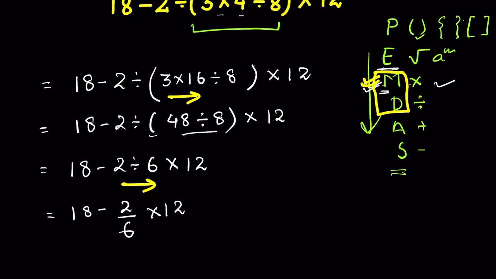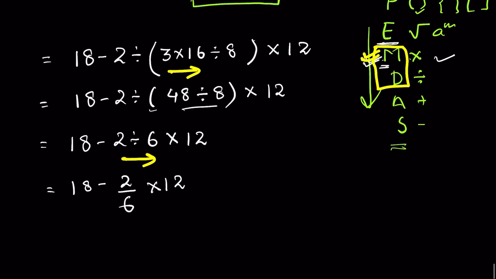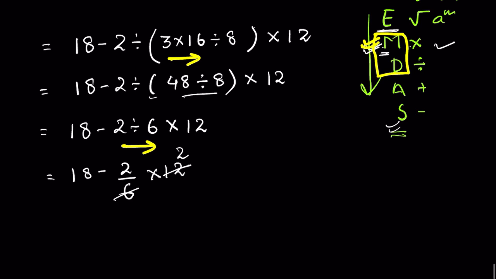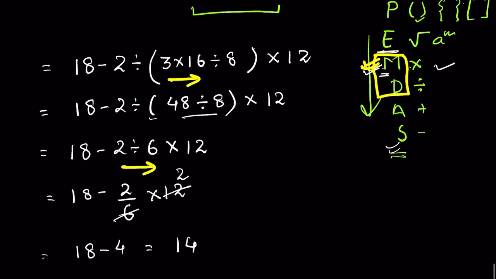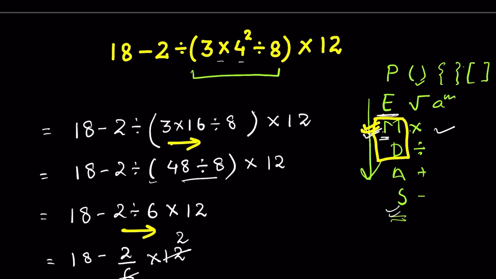Now we have multiplication and subtraction. Subtraction will always be at the end. So 6 times 2 is 12. We cross cancel, and 2 times 2 is 4. So it is 18 minus 4. So the answer is 14.